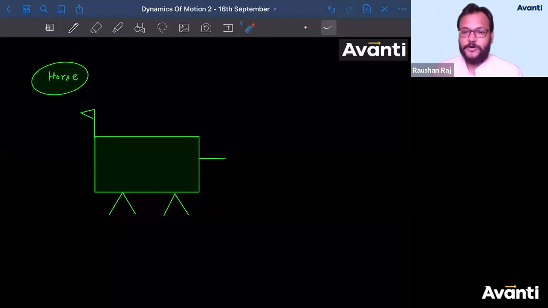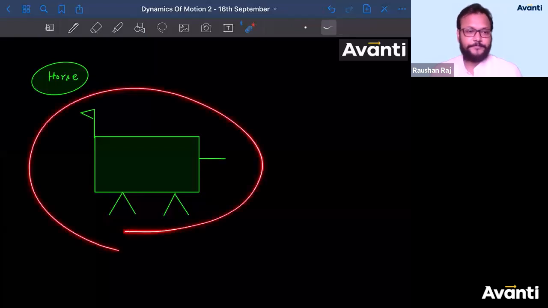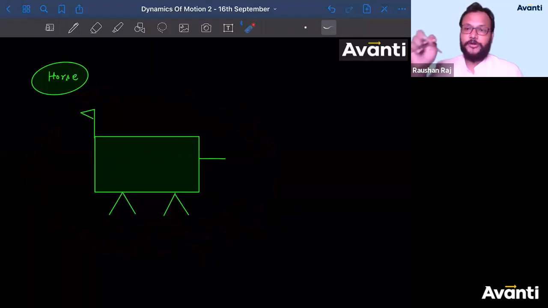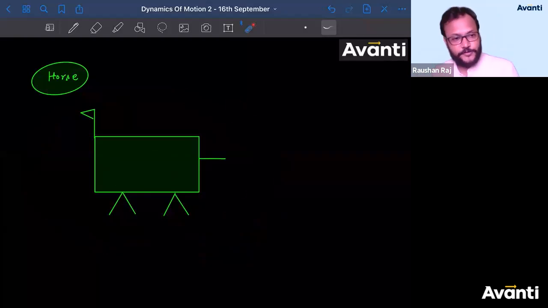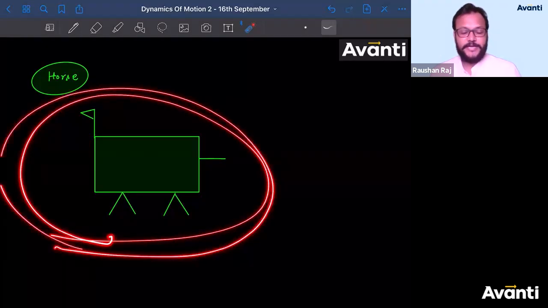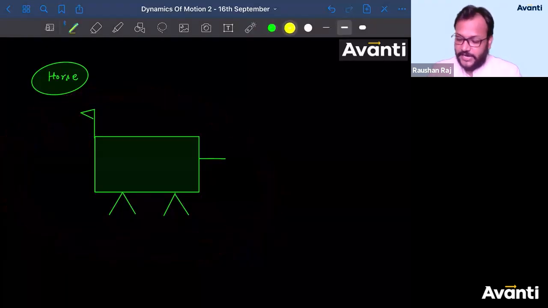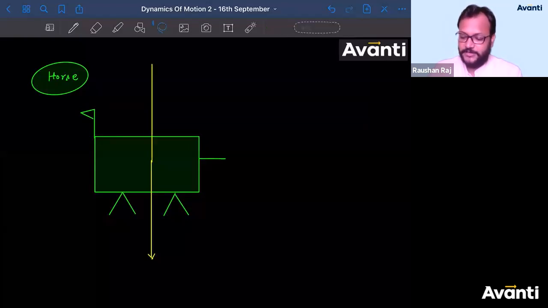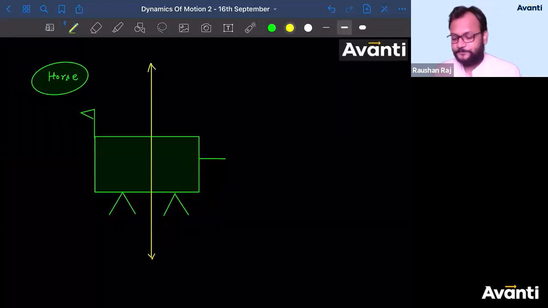Because when we draw the free body diagram, we only draw the forces that are acting on the system. Here the system is the horse, so we have to draw the forces which act on the horse. Because of those forces only, the system will move, the system will accelerate. ठीक है, चलिए. So there will be one force that acts downward because of Mother Earth, that is mg. There will be one normal force in the upward direction because of the ground.